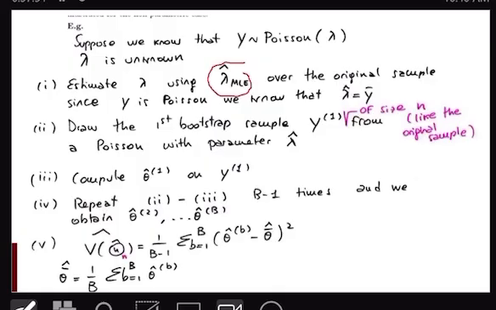Differentiating that with respect to lambda, because this is the method of maximum likelihood, I get minus n plus summation x over lambda. Then I'm going to equate that to 0. Equating that to 0, I'm going to have lambda times n equal to summation x. My lambda hat MLE now is going to be summation x over n, which is the mean.